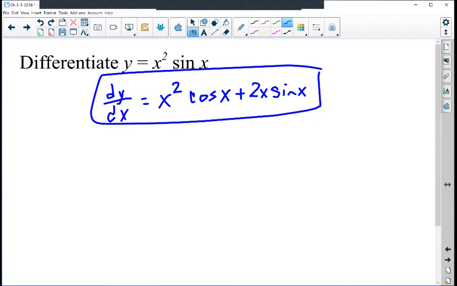So one of the things that students forget, or I shouldn't say forget, neglect, is to remember that there's still a product rule out there, there's still a quotient rule out there, and we need to abide by those rules as well, even when we have trig functions.